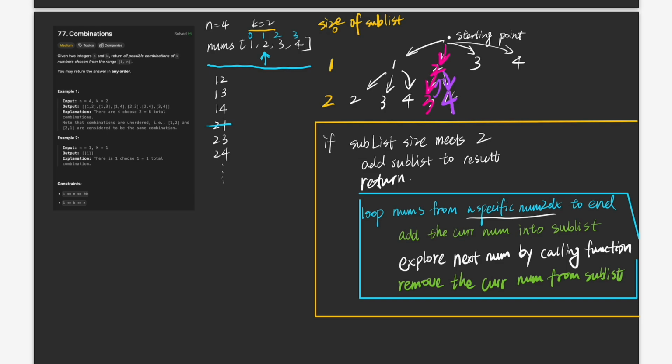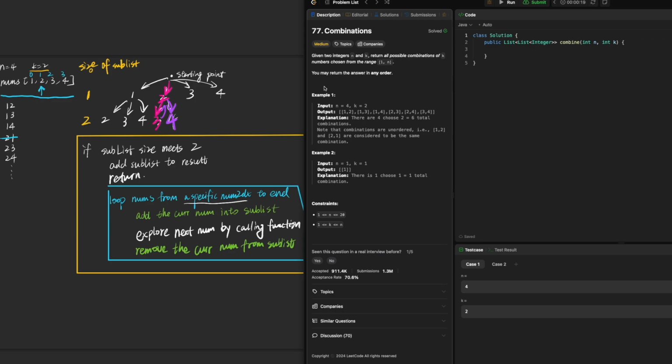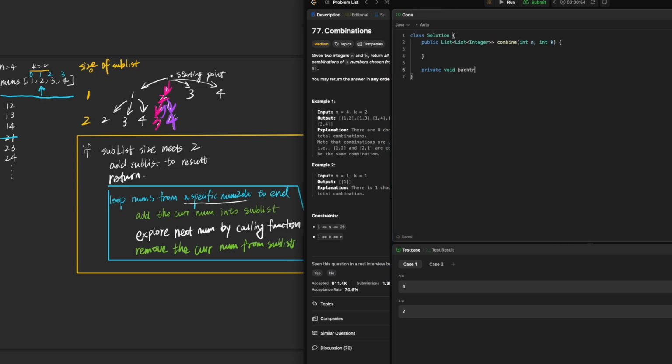So this is the whole idea, the pseudocode I wrote. Now let's take a look at the coding part. As we said, this is the backtracking function, and we don't have to return anything. We can just add the result in our parameters so that we can always keep track of the newly constructed sublist and also the result list. So we have a private function and no need to return anything. You can call it this way, backtrack.